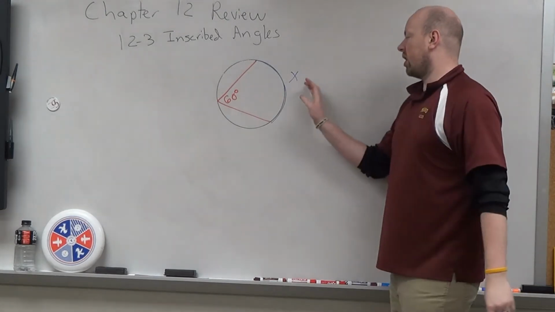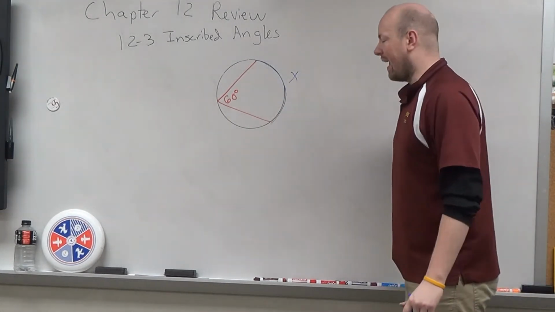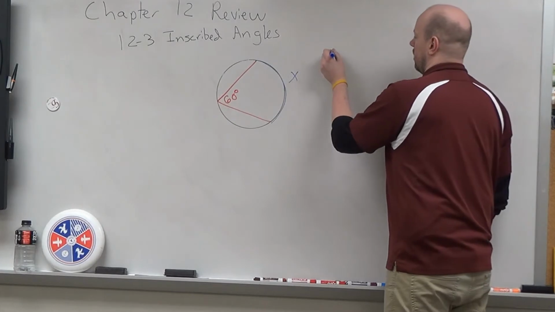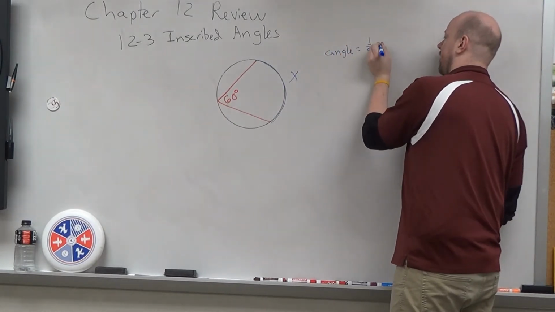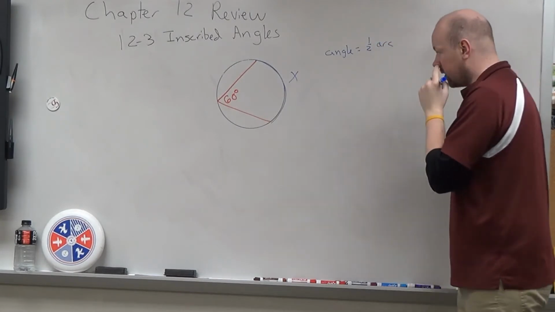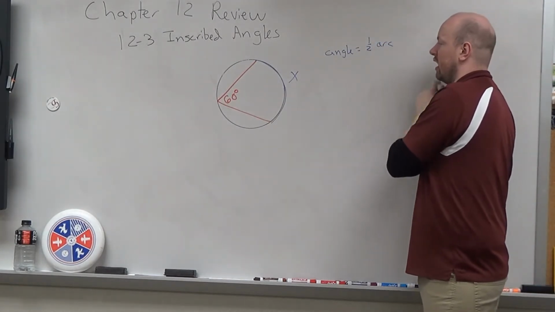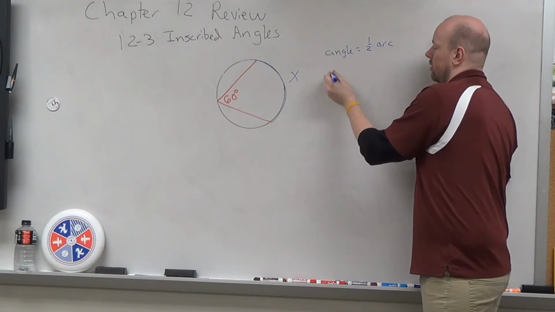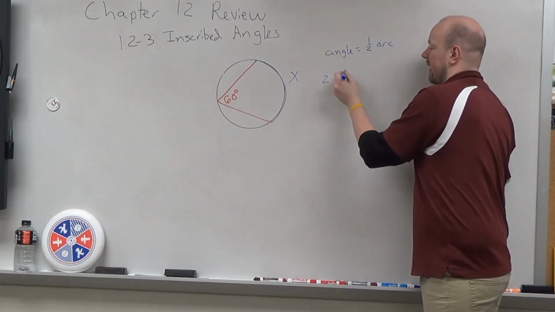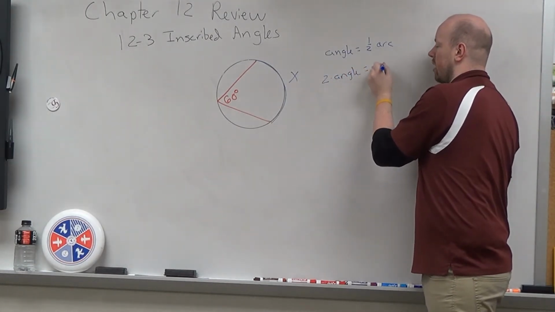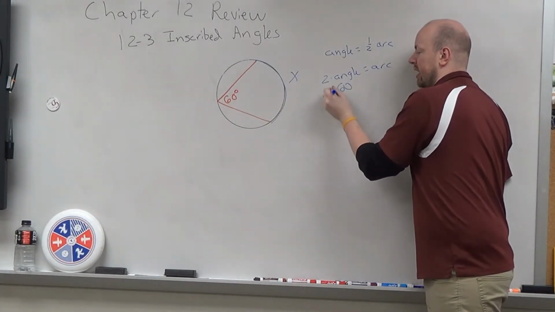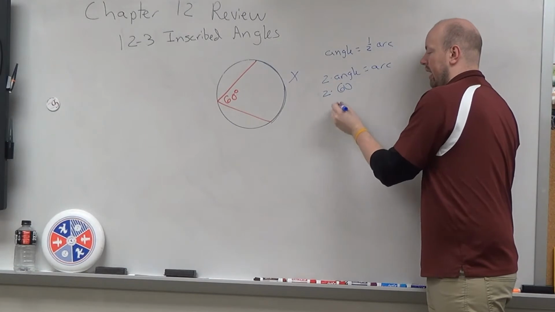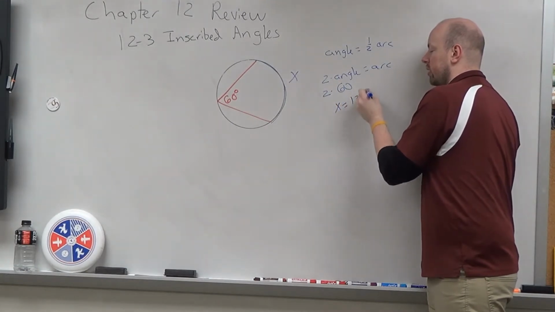Now remember, my arc always is double my angle. So my angle is whatever half my arc is. So in this case, to get arc by itself, I multiply each side by 2. So 2 times my angle equals my arc. And if my angle is 60 degrees, I get 2 times 60. So my arc, x, has to be 120 degrees.